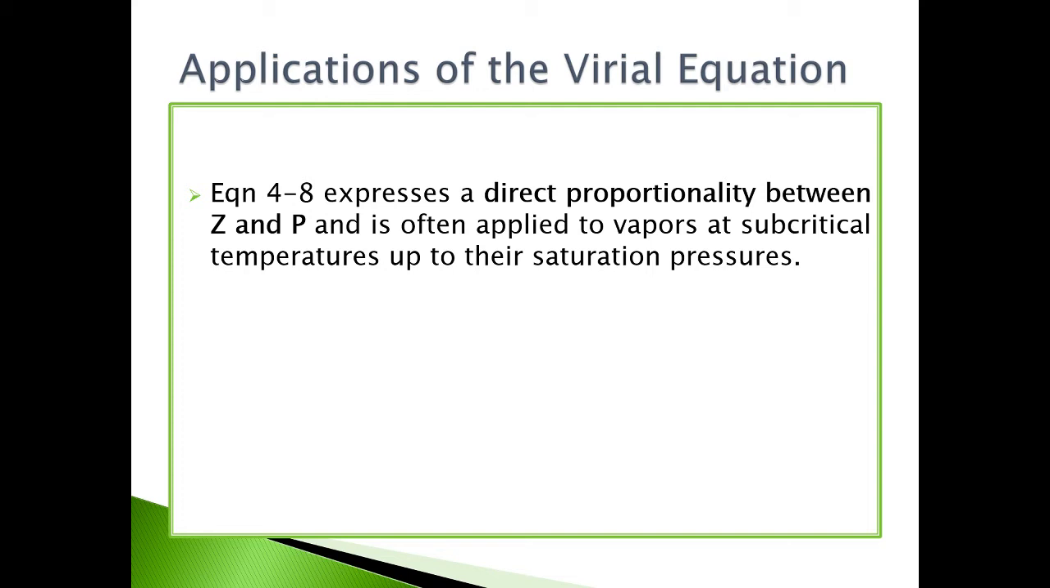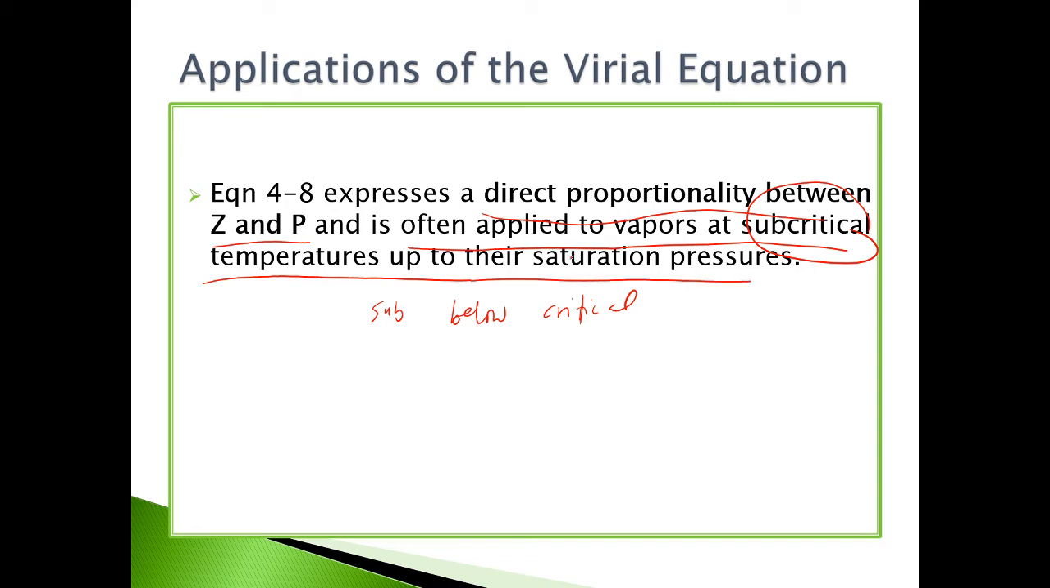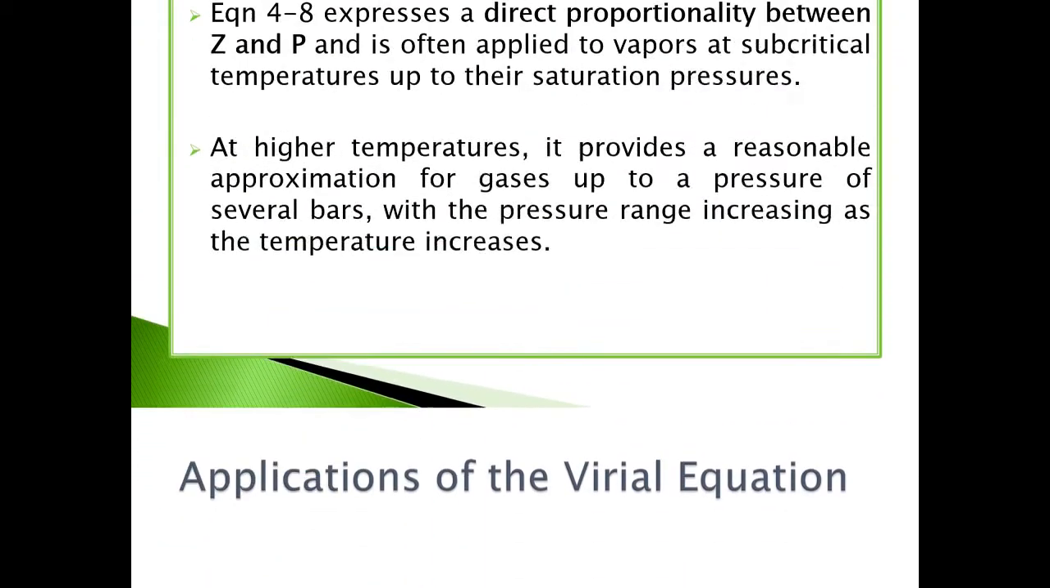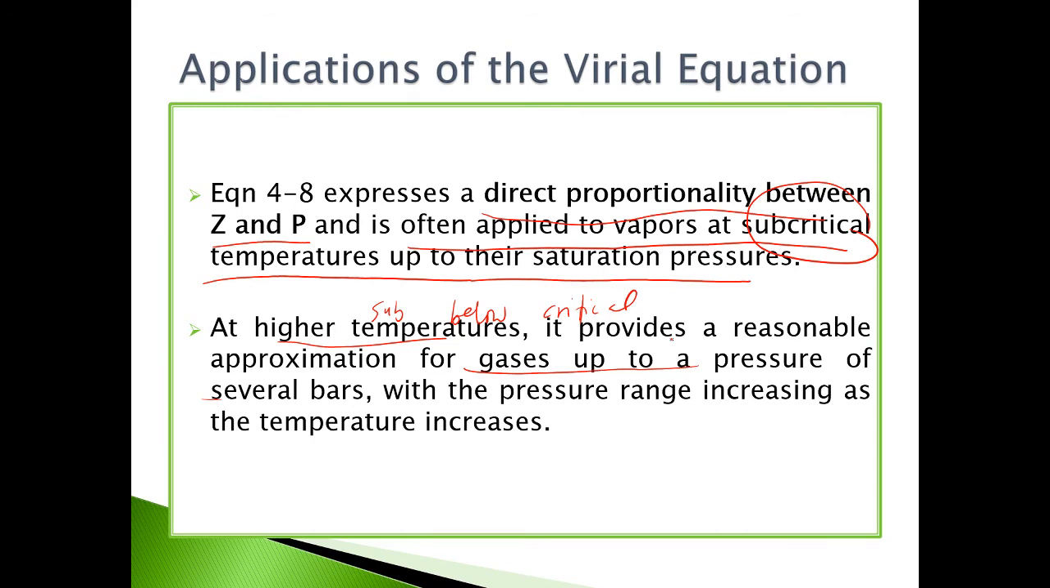Therefore, yung equation kanina expresses a direct proportionality between Z and P, and often applied to vapors at subcritical temperature. Pag sinabi nating subcritical temperature, yung term na sub, diba, below the critical. So, pag subcritical, below critical temperature, up to their saturation pressure. So, pwedeng i-apply yon up to their saturation pressure. At higher temperature, it provides a reasonable approximation of gases up to a pressure of several bars, with the pressure range increasing as the temperature increases. So, yun yung applicability ng virial equation.